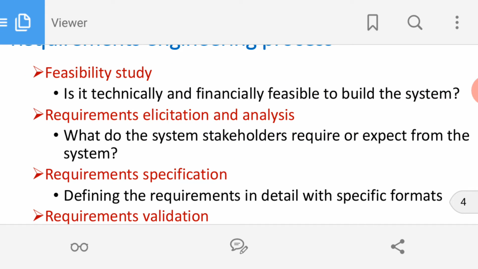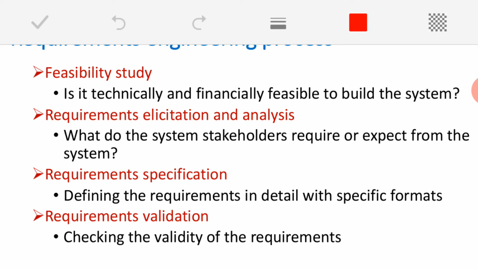Is it clear? Once my requirements have been collected from the stakeholders, I will go with the third step. What is that? Requirements specification. Here I am going to specify my requirements, defining the requirements in detail with specific formats. Whatever requirements you collected in the second step are raw data, because they were randomly collected from the end users. Now you have to convert this raw data of requirements into technically sound data in specific formats.